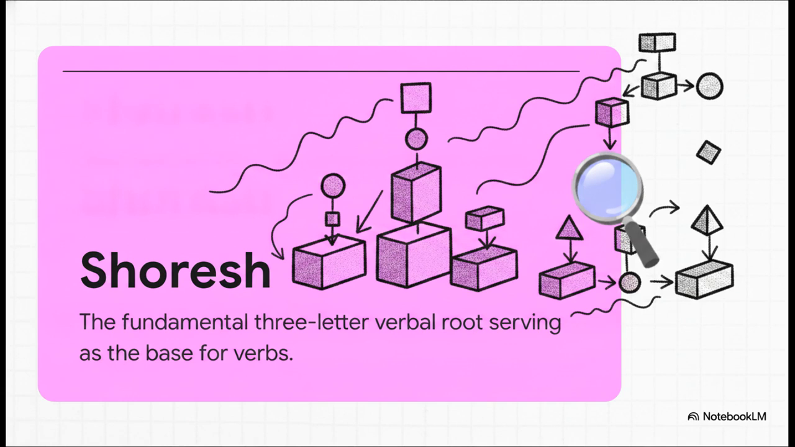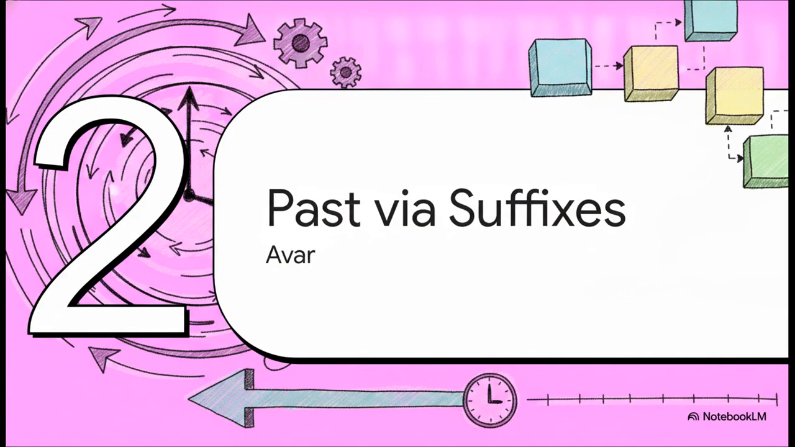Literally all verbs in the language are built by taking this simple 3-letter base unit and just snapping tiny phonetic modifications onto it. That is the entire game. You find your root block and you snap your pieces on. Which brings us to part 2, the past via suffixes. Let's see how this actually works.